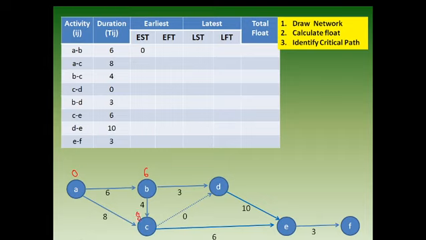8 from this side. 0 plus 8, we get it as 8. But again, one B to C. C is how much? B to C, look at this over here. Here the time was 6. 6 plus 4, 10. So which value we need to adopt? We need to adopt the greater value, 10.